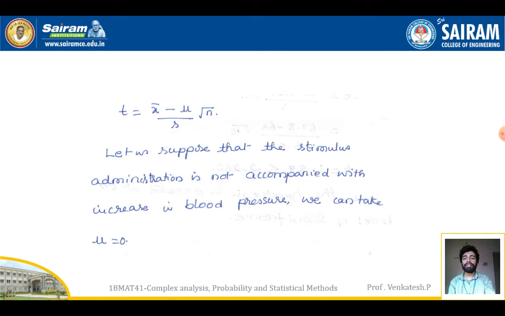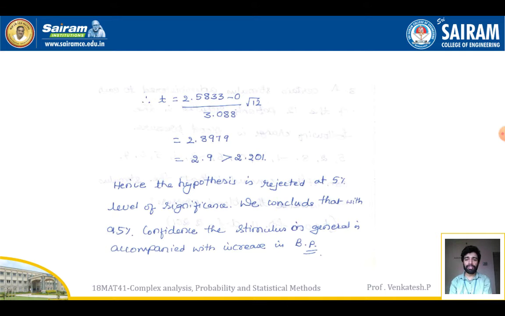Now if I replace all these values in the formula of t distribution, the value of t will be equal to 2.5833 minus 0 divided by 3.088 into square root of 12. On simplifying this equation further, I'll have 2.8979, so it will be 2.9.